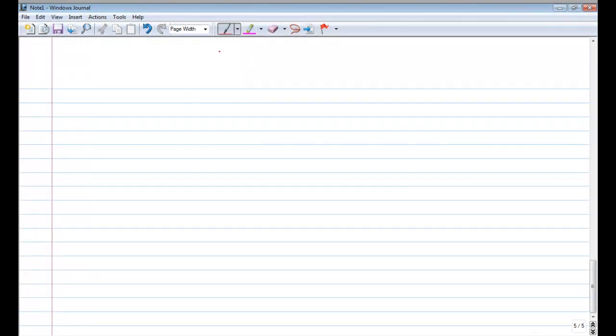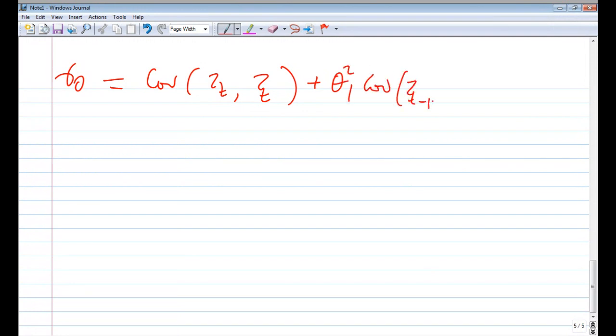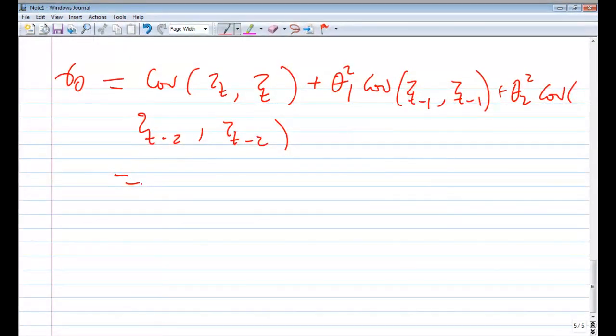If you recall, I said gamma 0 is equal to the curve of ZT, isn't it? Plus theta 1 squared, the curve of ZT minus 1, ZT minus 1, okay? Plus theta 2 squared, the curve of ZT minus 2, ZT minus 2, okay? So now, the curve of ZT, I said it's like the variance of ZT, which is equal to sigma squared Z. So this one now, we can substitute it by sigma squared Z. Are we together?